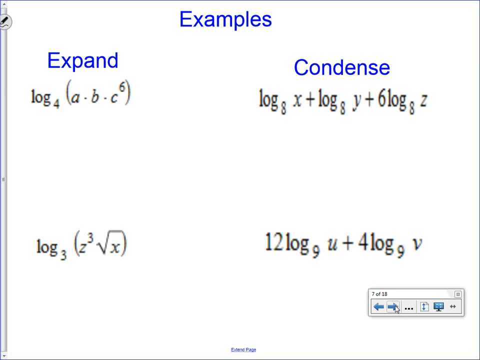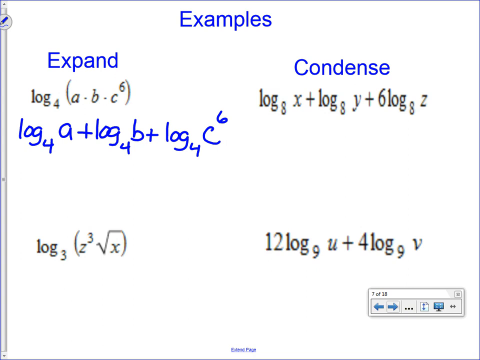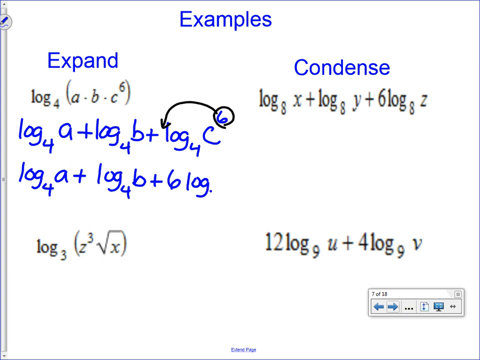All right, let's look at some examples using the last 3 laws. We could use it to expand. So here, because we're multiplying a times b times c to the 6, this would expand into addition: log base 4 of a plus log base 4 of b plus log base 4 of c to the 6th power. And then we can move the 6 down in front and make this log base 4 of a plus log base 4 of b plus 6 times log base 4 of c.